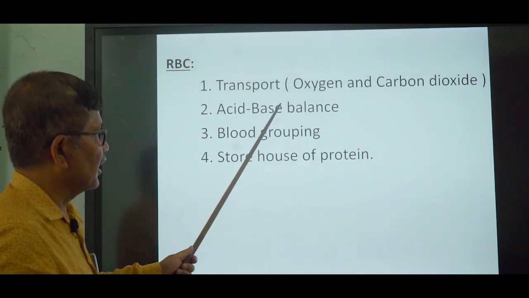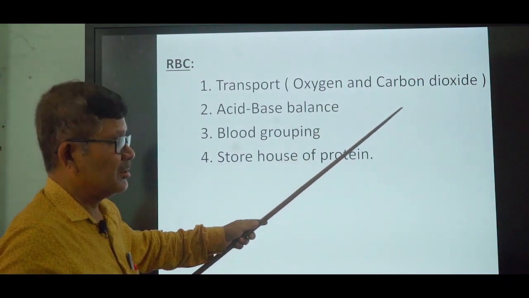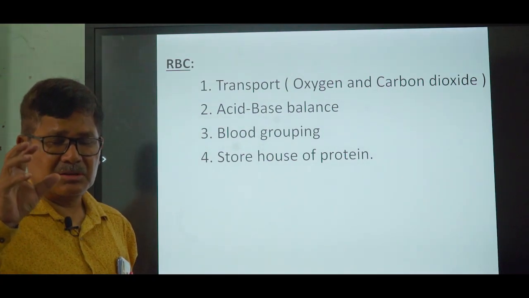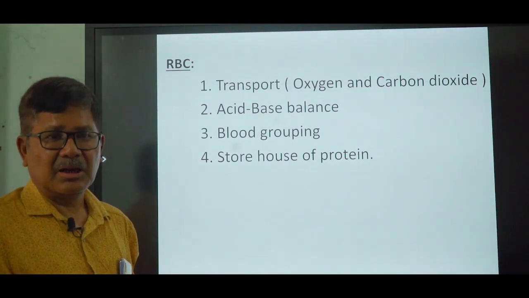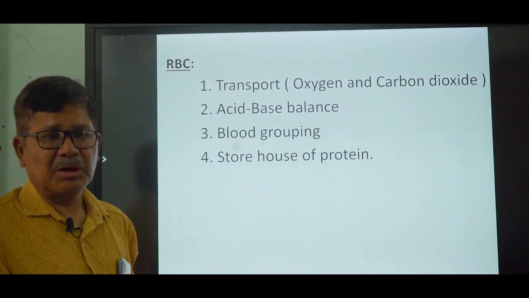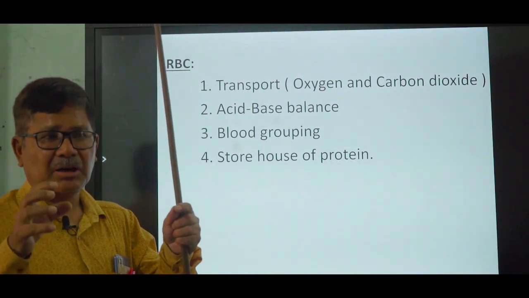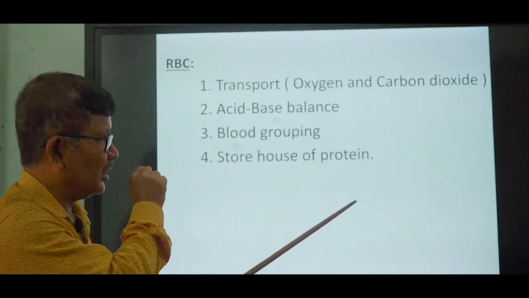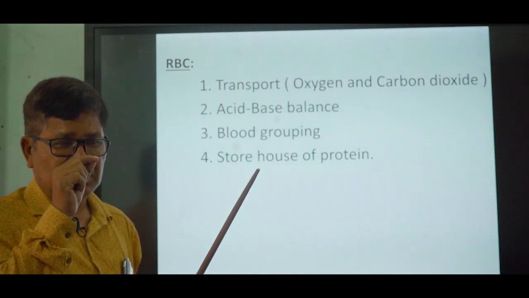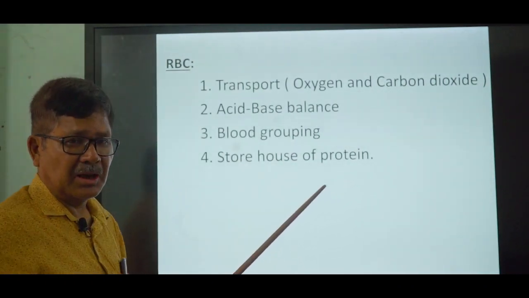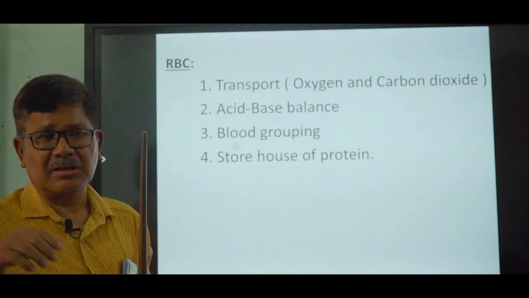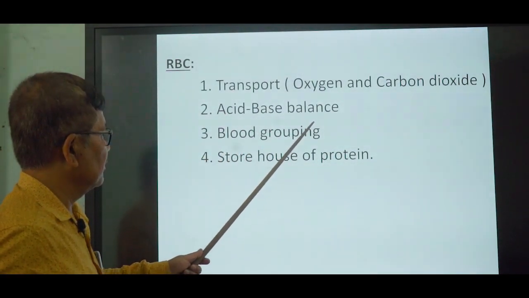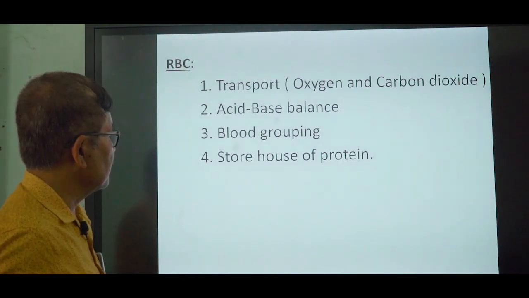Then acid base balance. As carbon dioxide is transported in the blood, sometimes acid is formed and sometimes alkali is formed, but our body maintains alkalinity and acidity fixed. So when acidity rises, it forms the alkali, and when alkalinity increases, it forms the acid. So acid base balance is maintained by our RBC.